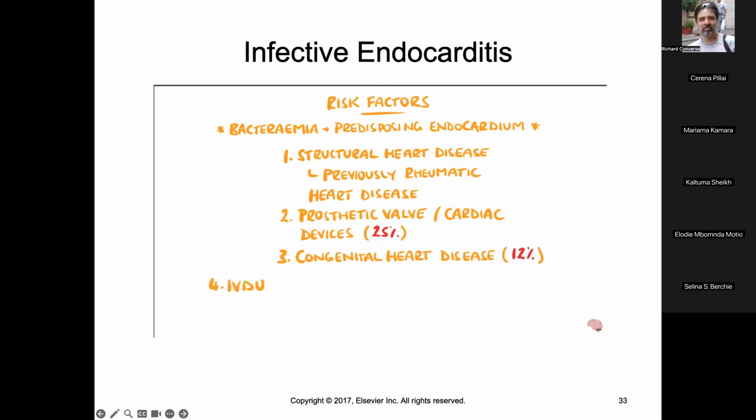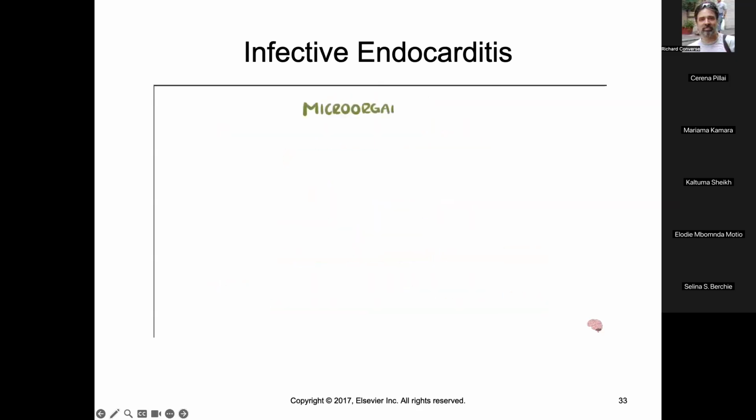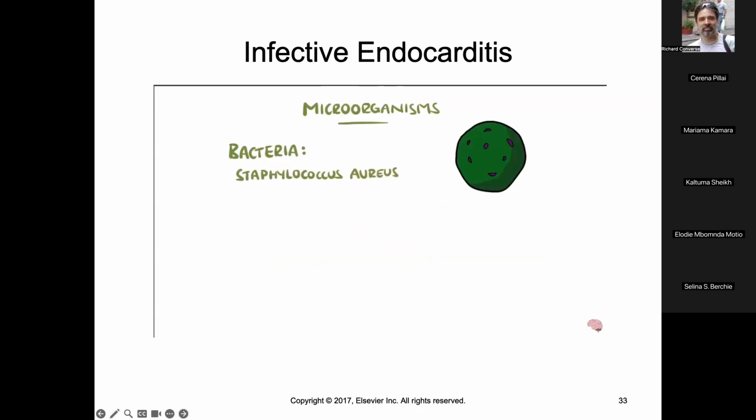Other factors include intravenous drug use, an immunocompromised state, which can allow bacteria to reach higher concentrations in the blood. Another major factor is exposure to healthcare settings, which is thought to account for 1 in 3 cases in the developed world. As we said, the infection is usually bacterial, and the most common causative microorganism varies by country, generally between Staphylococcus aureus and Streptococci.